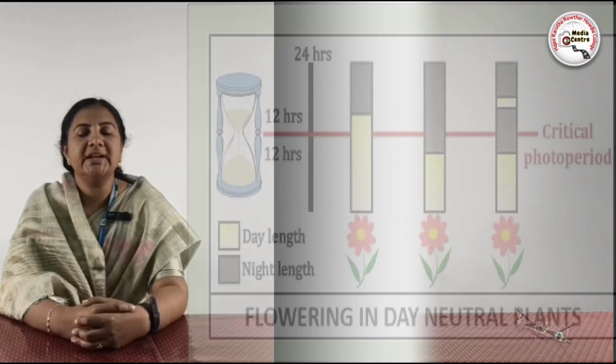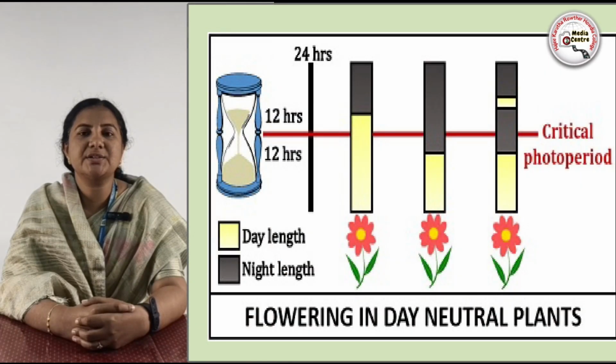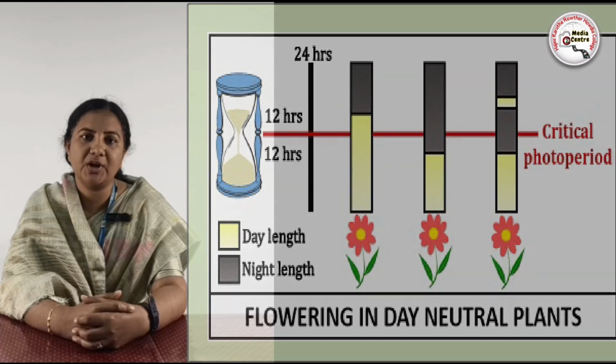Then there is another category of plants called day neutral plants. These plants require no specific day period. They can flower in any sort of photoperiod, ranging from 5 hours to 24 hours, for example in the case of carrot.